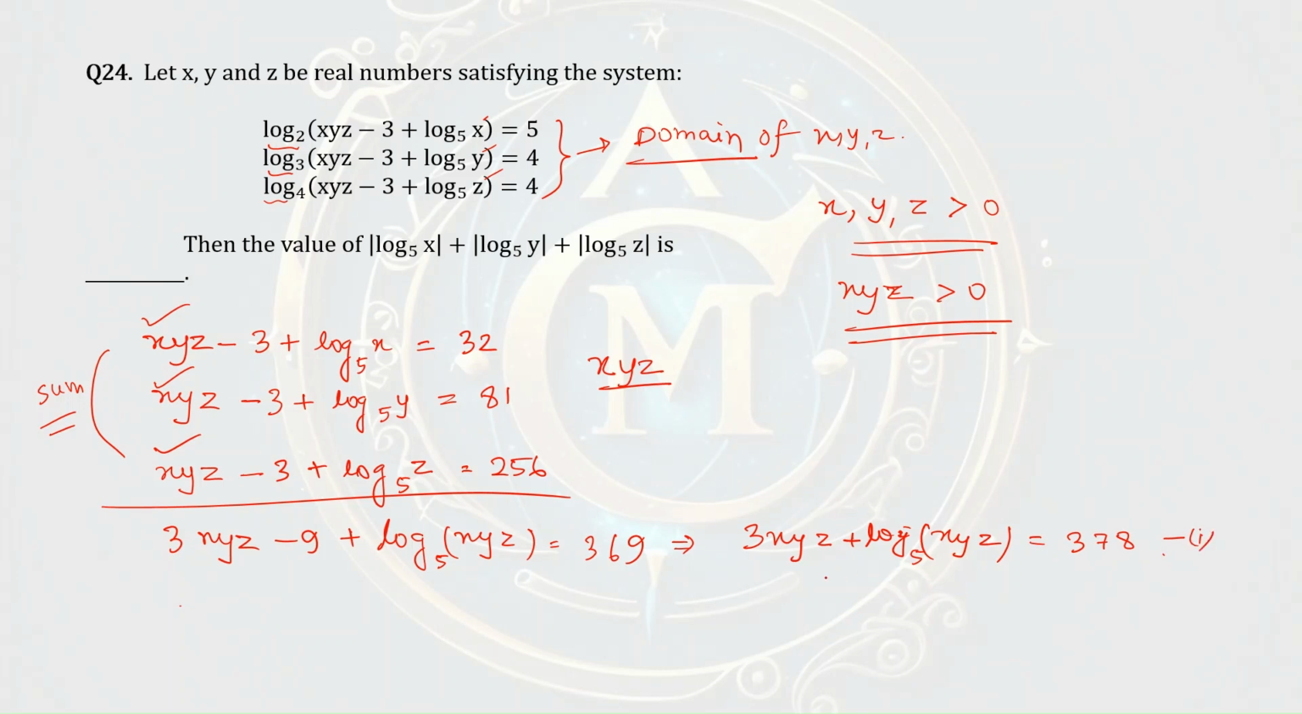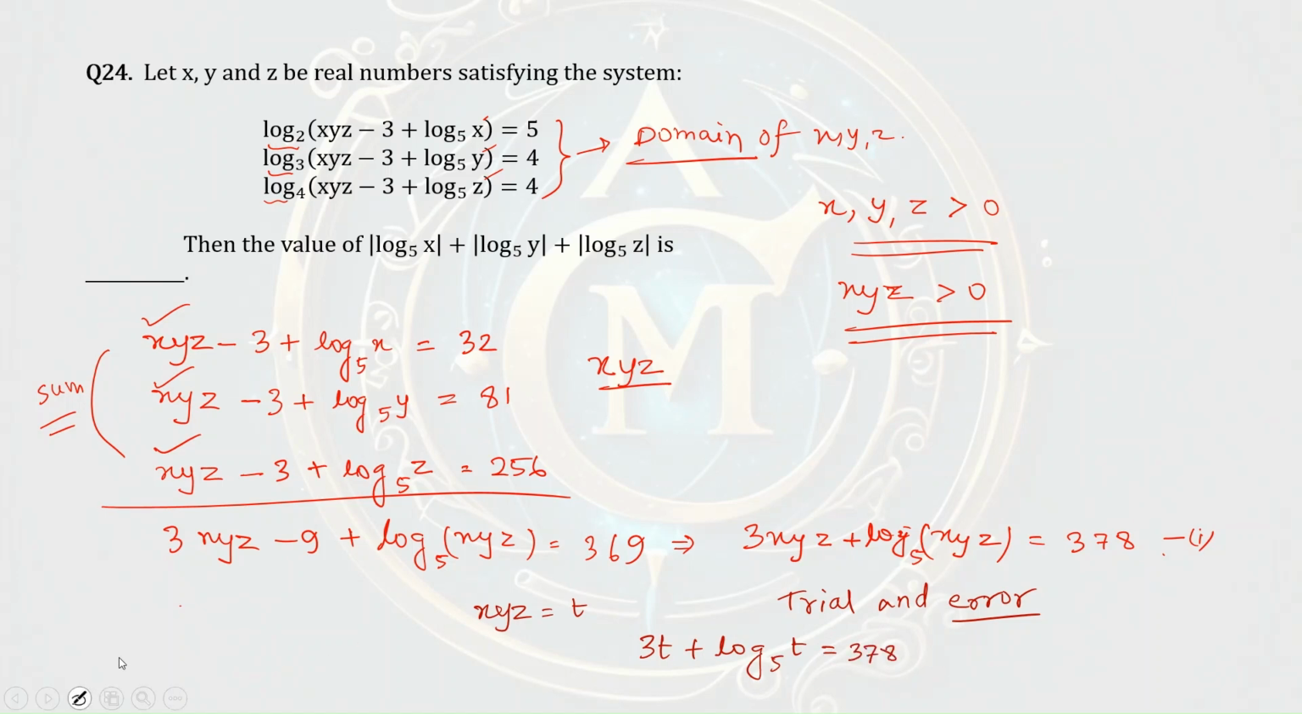Now see, this equation contains both polynomial and logarithmic function. So we cannot directly solve it. We have to use trial and error here. This is the only way to solve this question. That means if we take xyz equal to some variable t, then this equation is 3t plus log t with base 5 equal to 378.